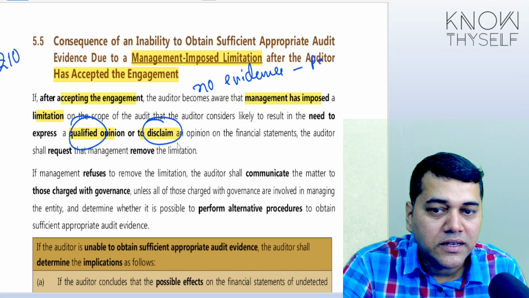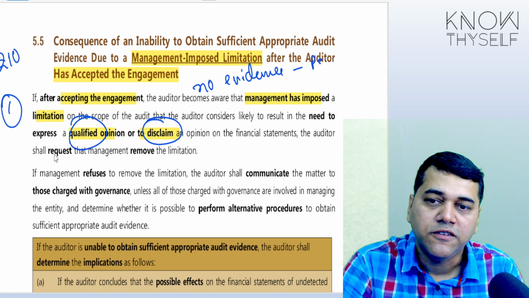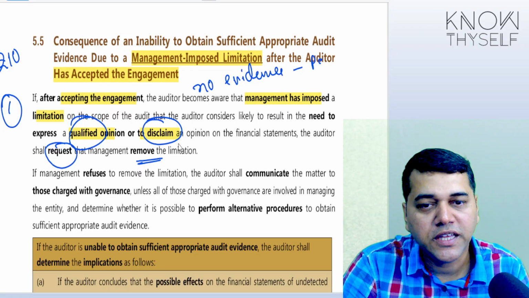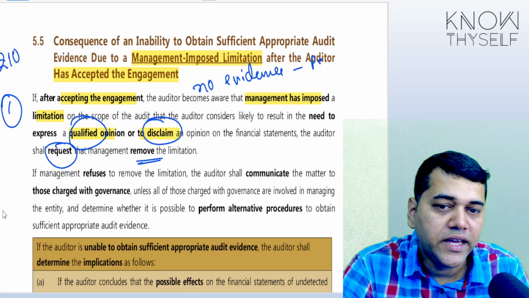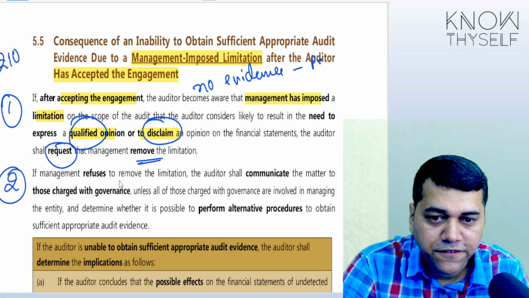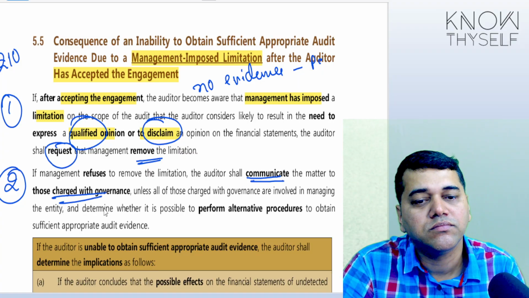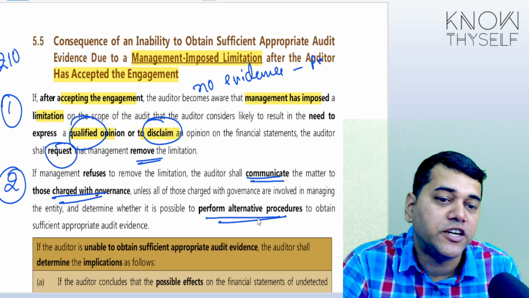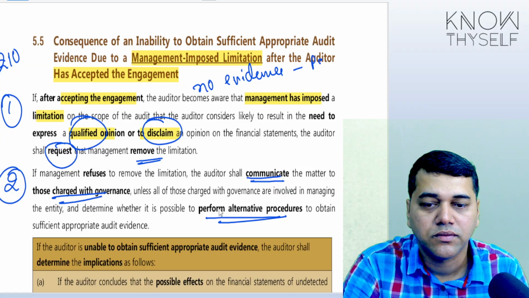So if you feel that you may end up giving a qualified opinion, step number 1, first thing is to request management to remove the limitation. If they remove the limitation, then you need not go to point number 2. What if they disagree? If they refuse to remove, then you have to communicate this matter to the TCWG and check whether you can perform alternative procedures, because if you are not able to obtain evidence this way, can you obtain it this way?